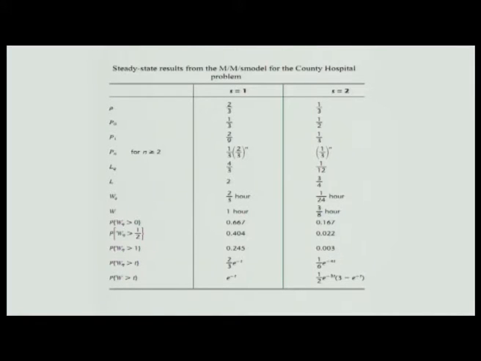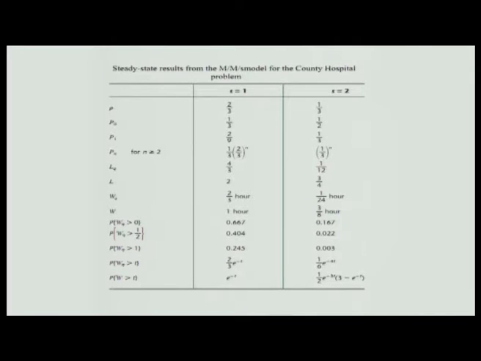Then the number of people in the system on the average would be 2, whereas here it will be 3 by 4 for S equal to 2. Then WQ, the average time spent in the queue waiting to be treated by a doctor, here is 2 by 3 hour, and for S equal to 2 it becomes 1 by 24. In an emergency room it is very crucial that a patient gets treatment as fast as possible, because it is a matter of life and death.